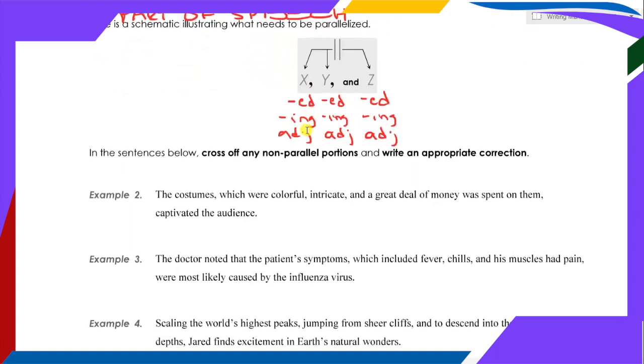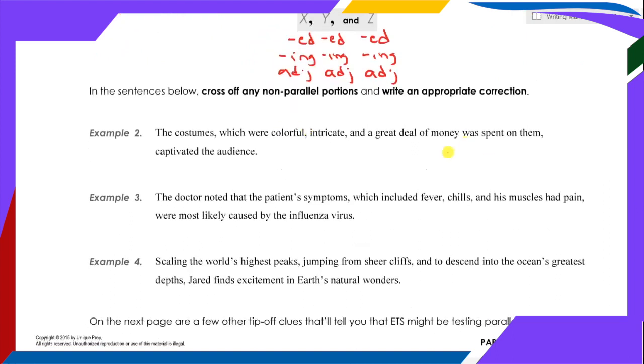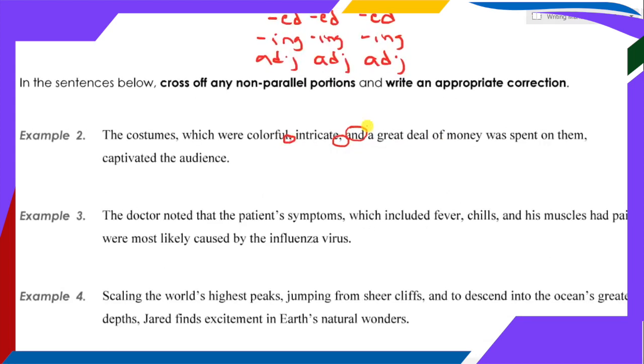Down below, examples 2, 3, and 4, what you're going to do here is, first of all, spot the tip-off clue. So just as a little hint, in all of these examples, the tip-off clue is the one we just discussed, the comma series. So you might want to actually even circle the tip-off clue. You might want to circle the commas. So what you're going to do is make sure that the things that are joined by the comma series have the same form or part of speech.